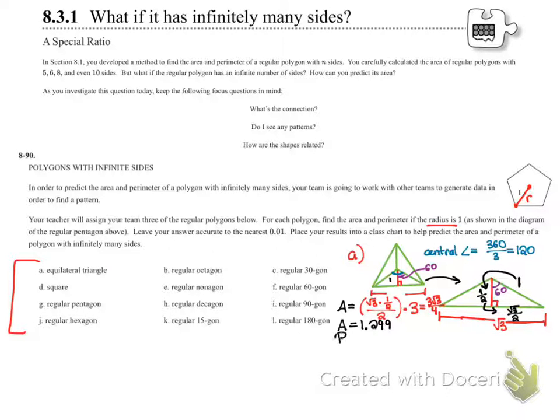Now, I could calculate the perimeter as well. So since I know each side length is root 3 and those three sides are all the same, I could do 3 times root 3 to get the perimeter. So if I calculate that out, I get that the perimeter is 5.196.